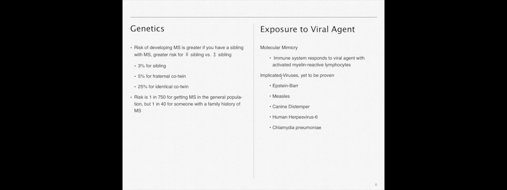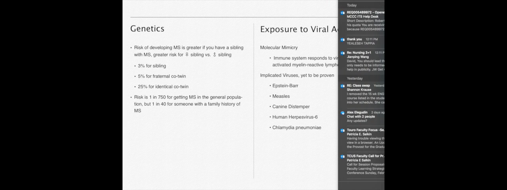That said, siblings are only at a 3% risk, fraternal co-twins 5%, and identical twins 25%. So while there is a genetic component to it, there obviously must be some external factors that contribute. Otherwise, identical twins would have a much higher than 25% rate. So exposure to viral agents could be that external stimulus, anything that impacts the immune system, anything that's going to impact your central nervous system as a whole.